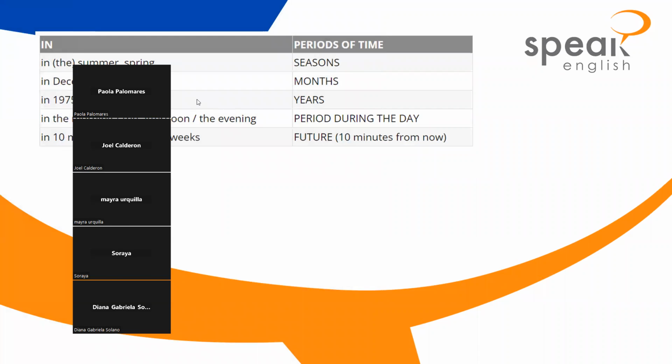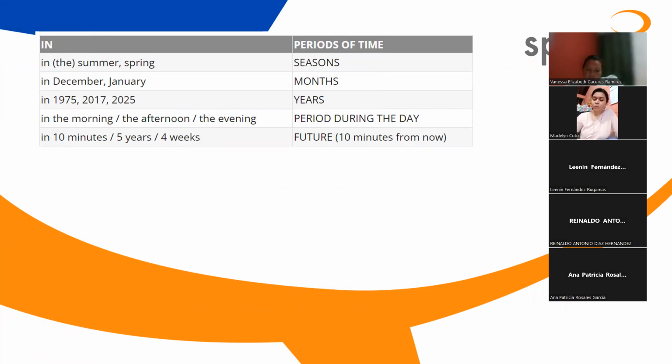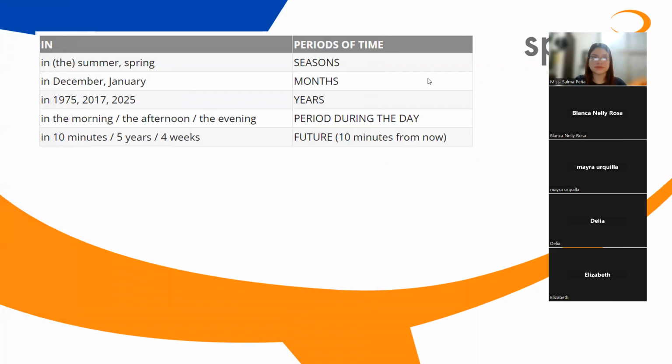In the summer, spring, seasons, in December, January, months, in 1975, and 2017, 2025 years. In the morning, the afternoon, the evening, period during the day, in 10 minutes, 5 years, for week, future, 10 minutes from now.